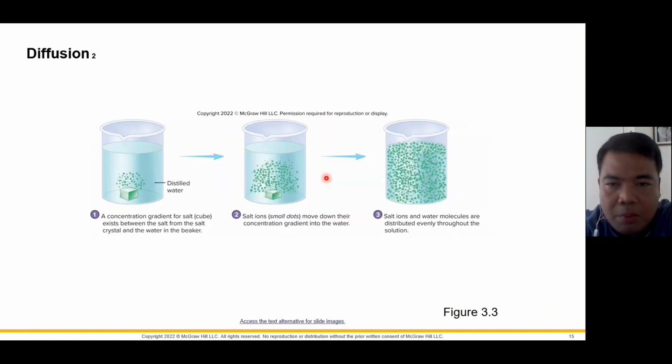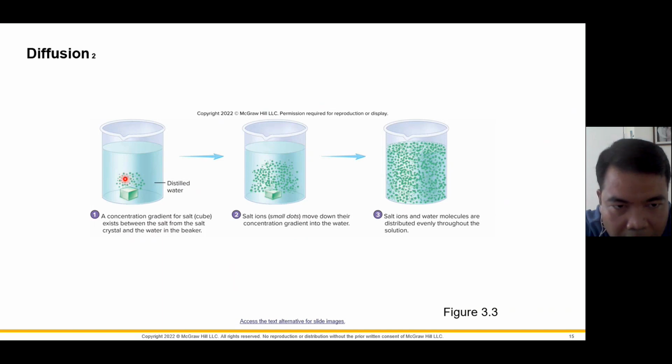Another example. So, this is a more simplified example of diffusion. As you can see, when you drop a block of salt, or salt cube in distilled water, a concentration gradient exists between the salt crystal and the water in the beaker. Siyempre, when you drop it, mas concentrated muna dito sa area na to, yung salt molecules. But as the salt molecules are being dissolved, di ba? The molecules, the small dots, move down their concentration gradients then into the water.